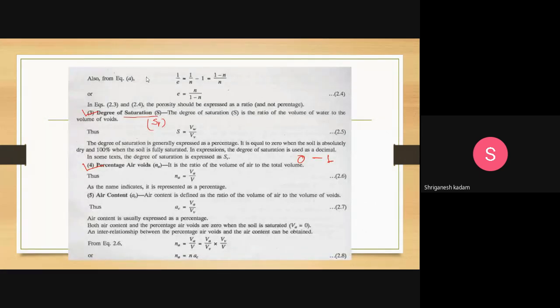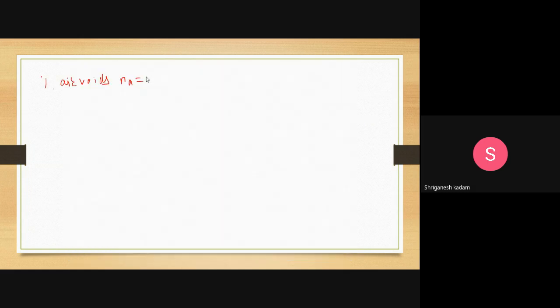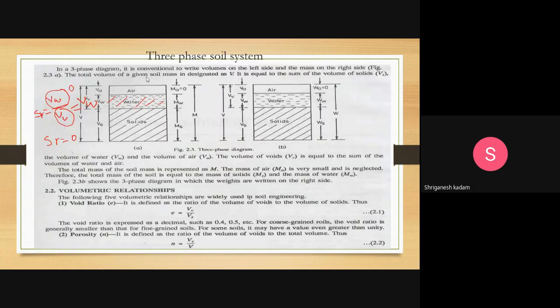So what is Na, or percentage air voids? So it is the ratio of volume of air to the total volume. Okay, only here the volume of air is considered. It is the volume of air to the total volume. So see this figure.